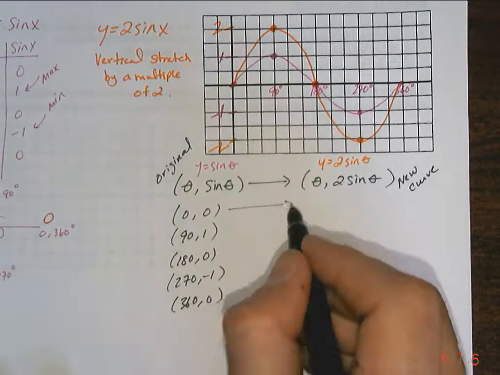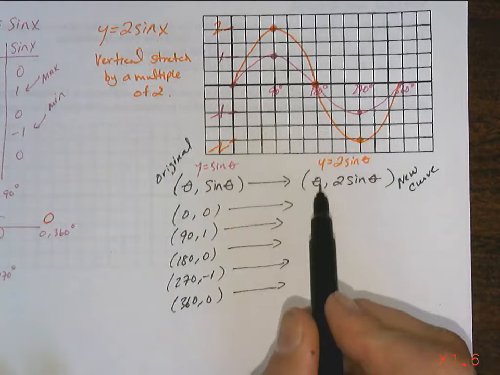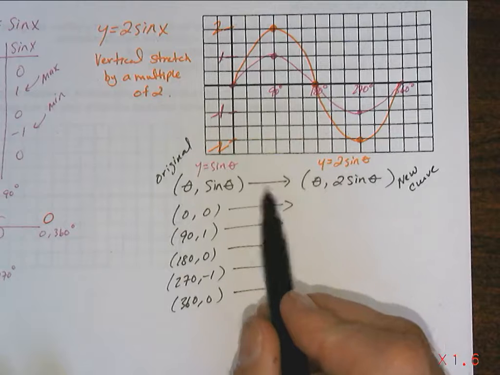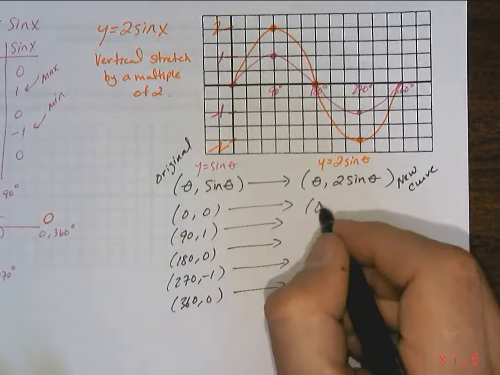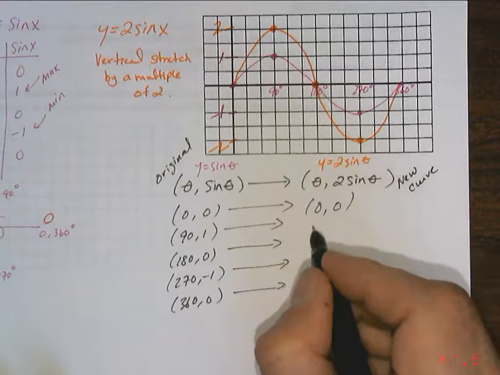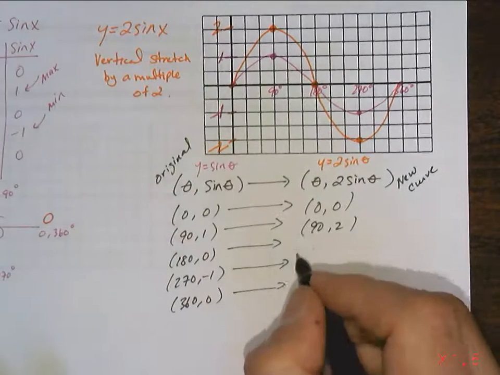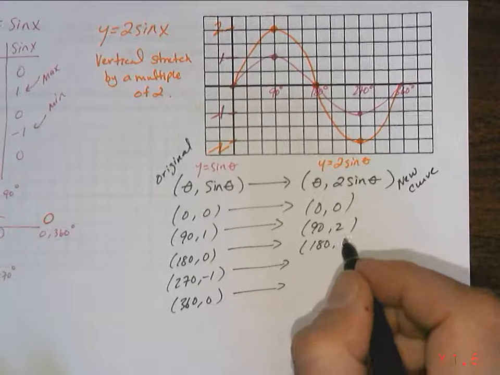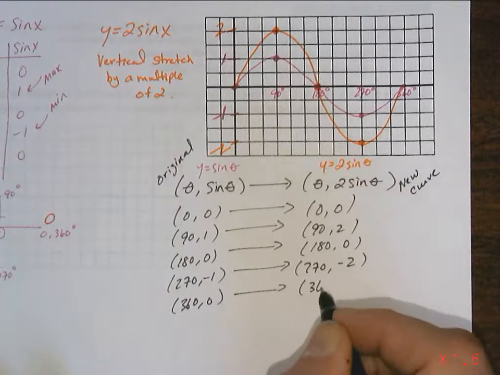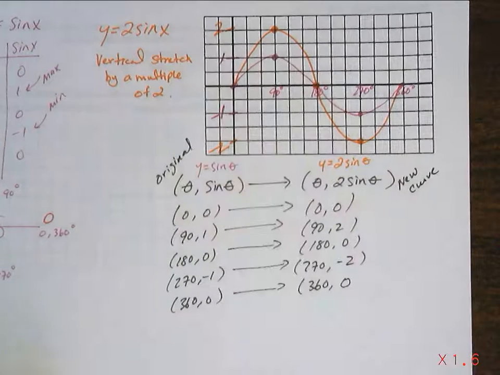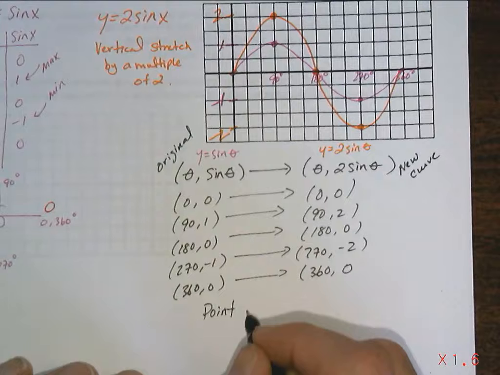So look what this says, though. This says that all those points are going to be changed into having the same theta as you had here, but instead of sine theta, it's going to be 2 sine theta. So now it's going to be (0, 2 times 0, which is 0), (90, 2 times 1, which is 2), (180, 2 times 0, which is 0), (270, 2 times -1, which is -2), and (360, 2 times 0, which is 0). And this, ladies and gentlemen, is what we very quaintly call point notation.